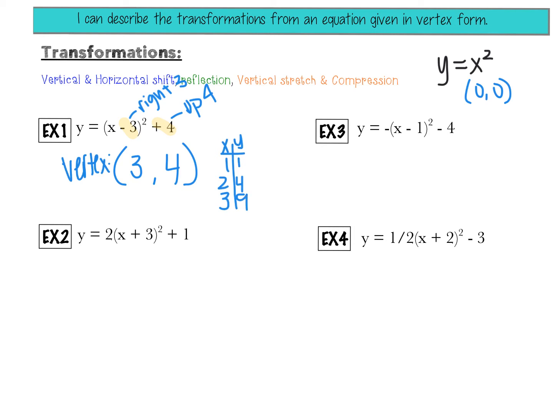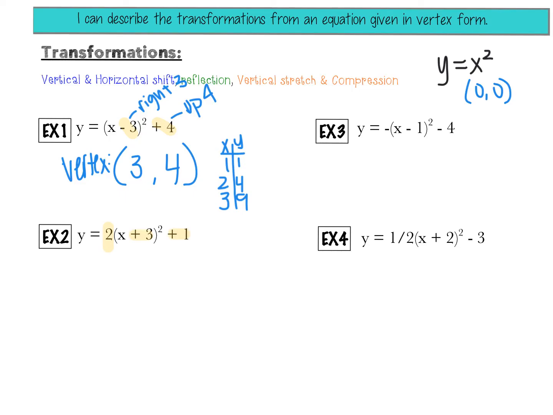All right, so what I'd like you to do is pause the video, and I want you just to identify in example 2, just identify the transformation. So answer that first question of what transformations have occurred to the parent graph of y equals x squared.